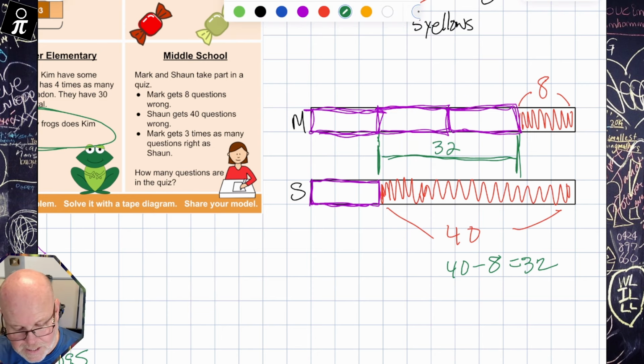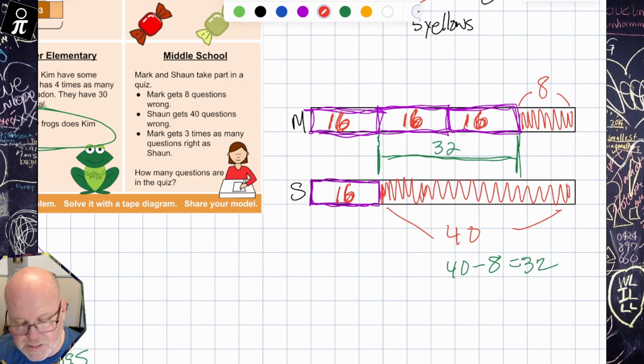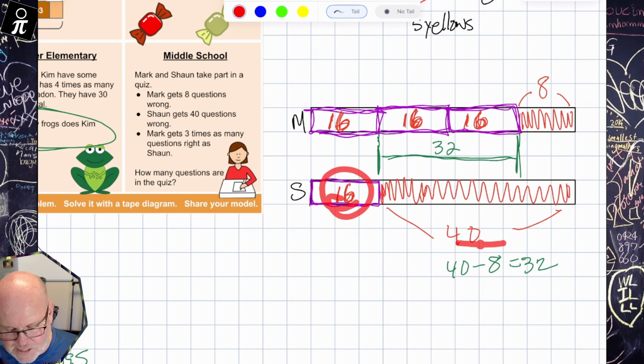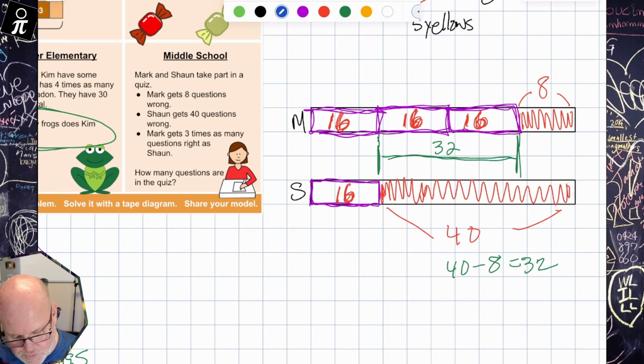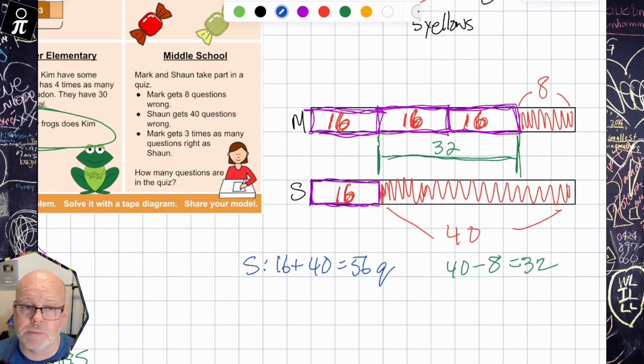All right. Well, that means each unit must be 16, which means this extra unit is also 16, which means Sean's is 16. And now we know exactly how many questions are on the test, because for Sean, all we have to do is 16 plus 40. So Sean, 16 plus 40 equals 56 questions that were on his quiz, test, or whatever it was.